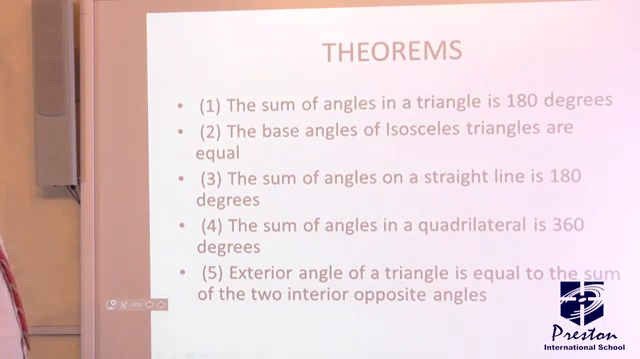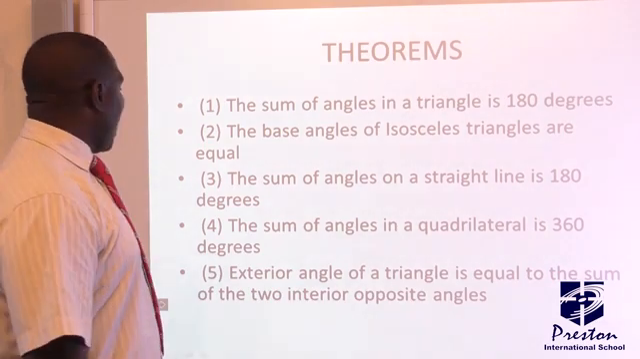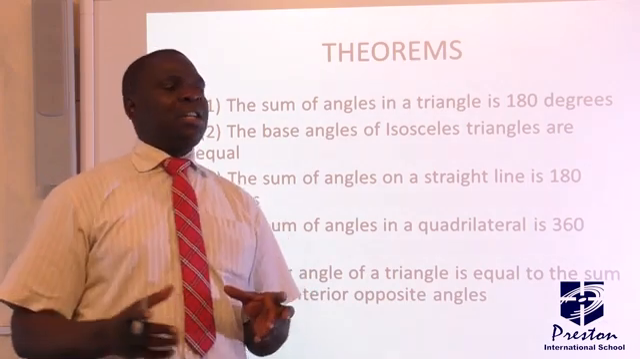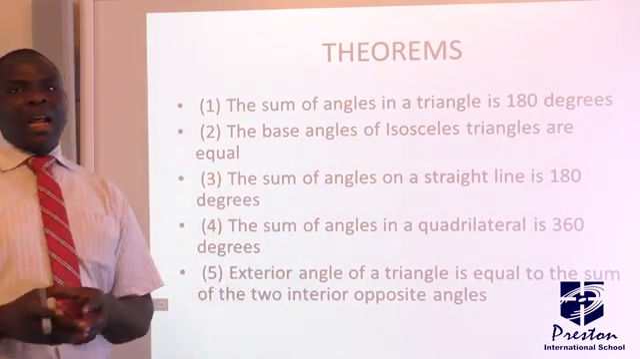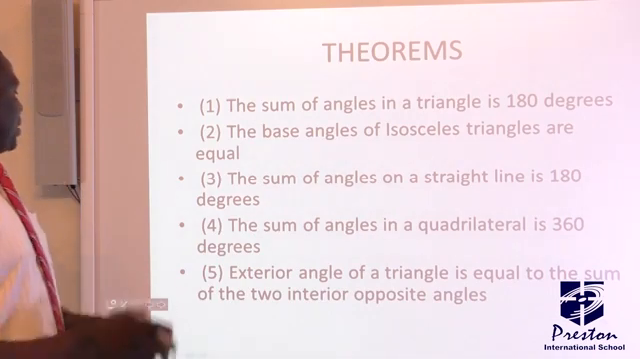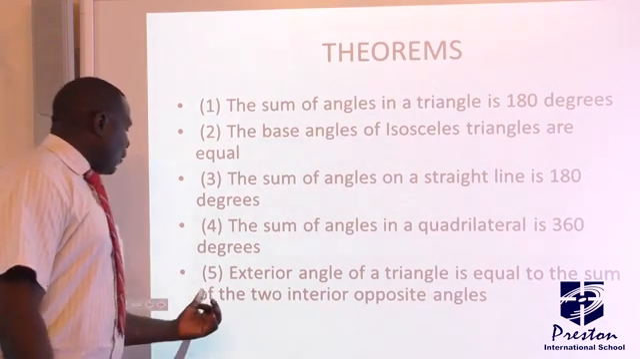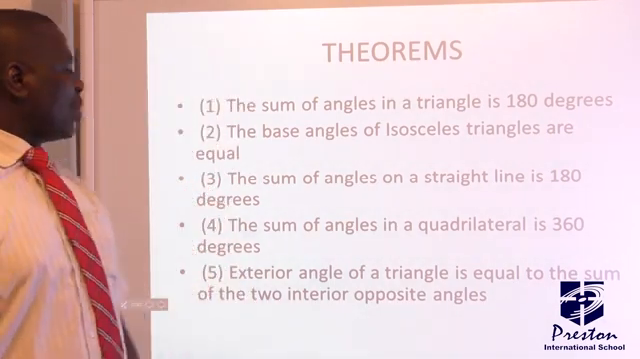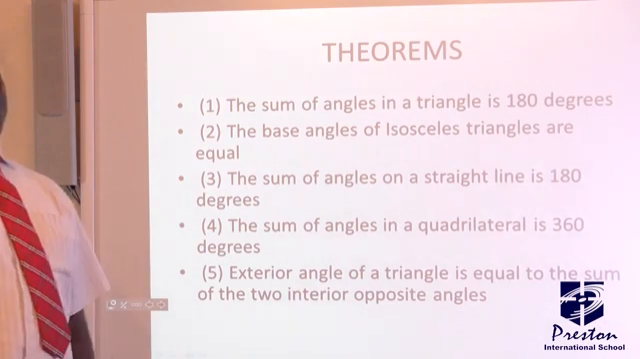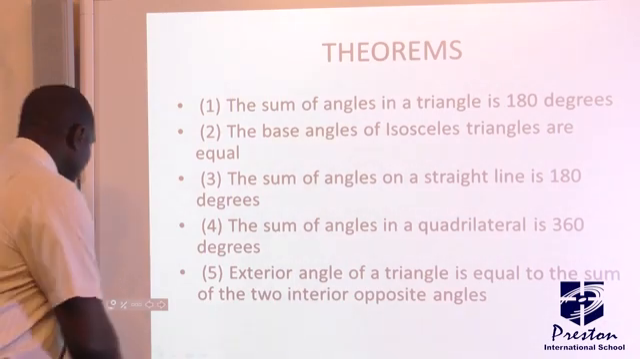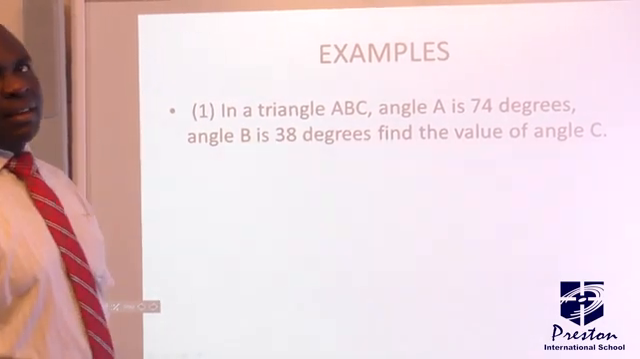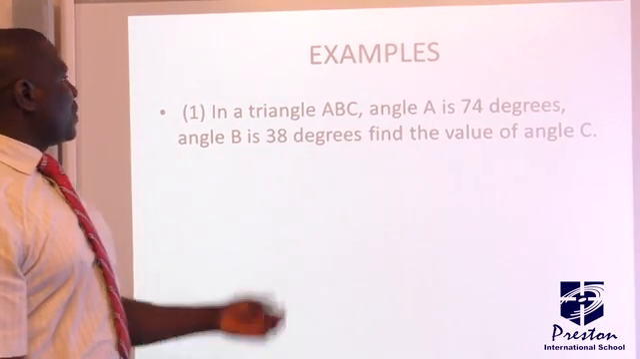Then the fourth one is about quadrilaterals, which is that the sum of angles in a quadrilateral is 360 degrees. Quadrilaterals are four-sided shapes, so when you add the four angles together, it gives you 360 degrees. The fifth one says that the exterior angle of a triangle is equal to the sum of the two interior opposite angles. All these theorems I'm going to explain in detail as we solve the questions.